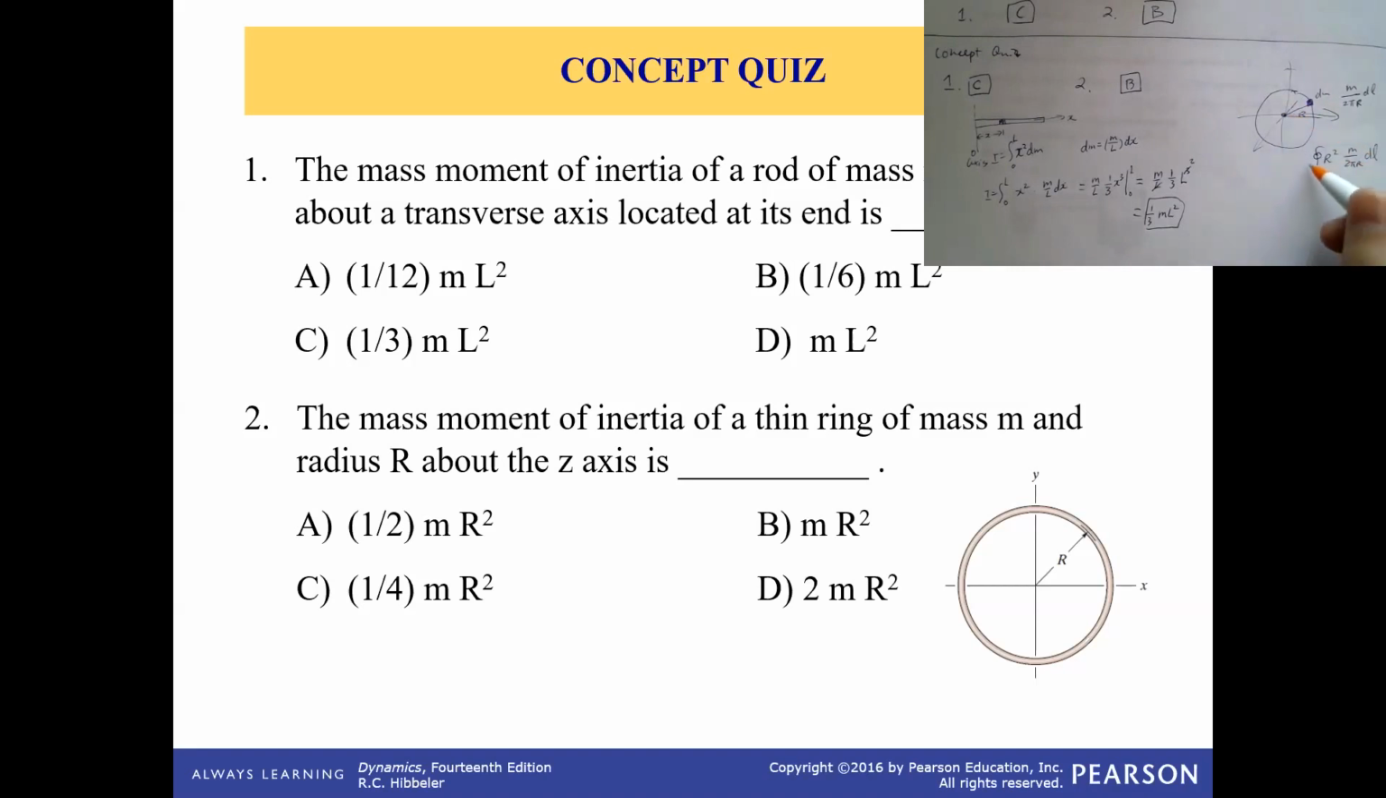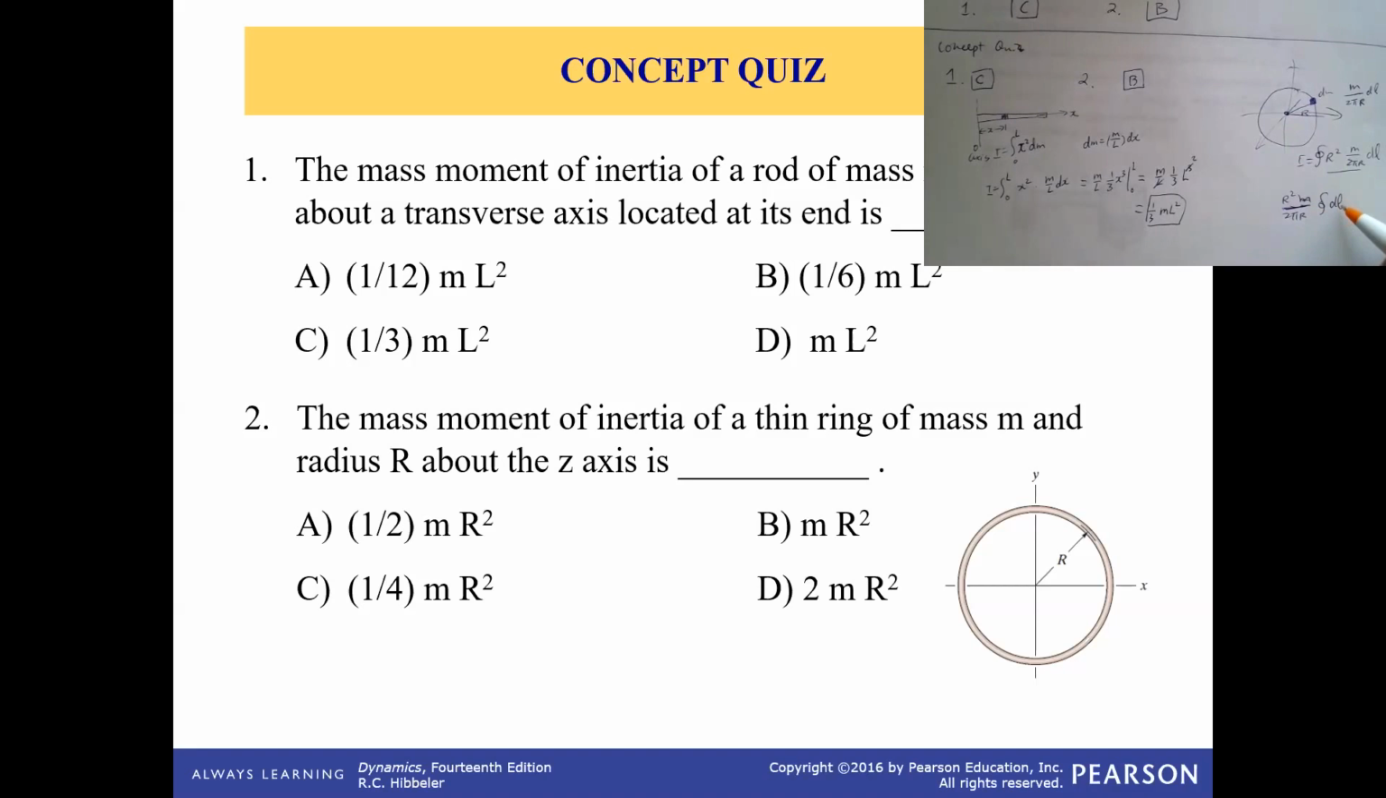Because all these are constants, they can go out of the integration. It's then m times r squared divided by 2 pi r. And the integration over the whole ring gives you 2 pi r, the circumference of it, so that cancels out. So at the end, I is going to be just equal to mr squared for the ring.